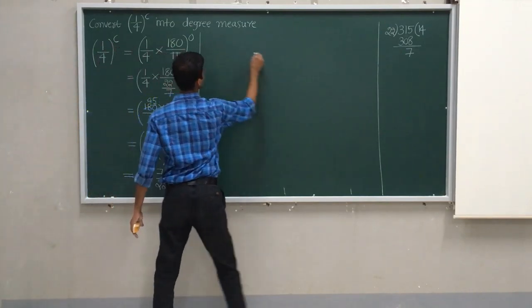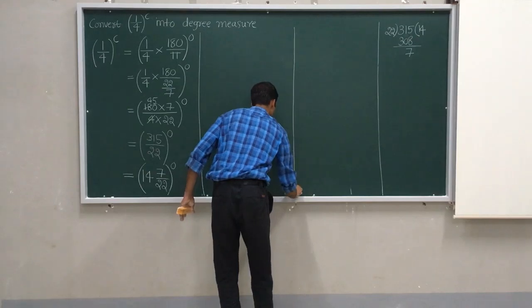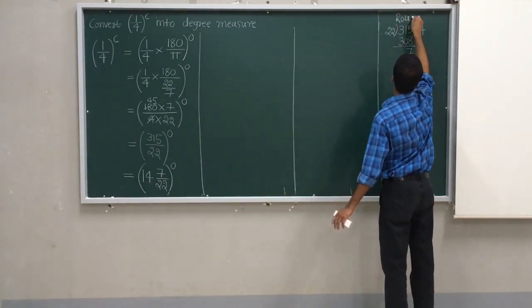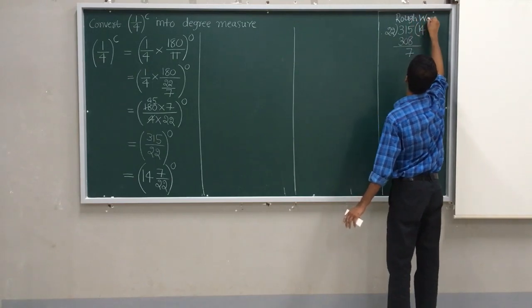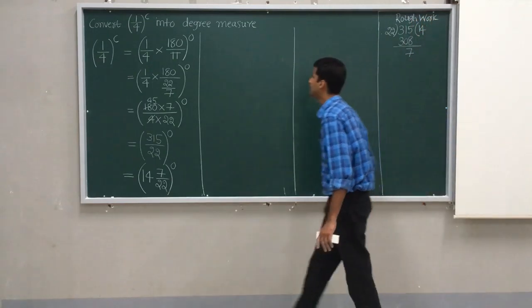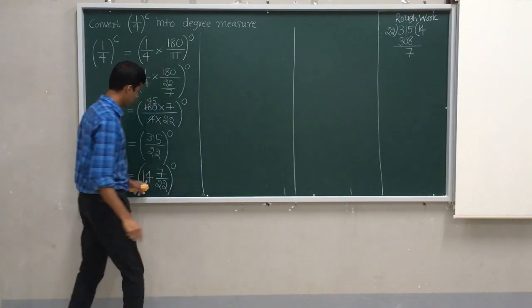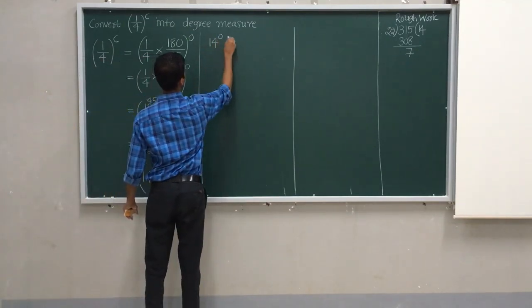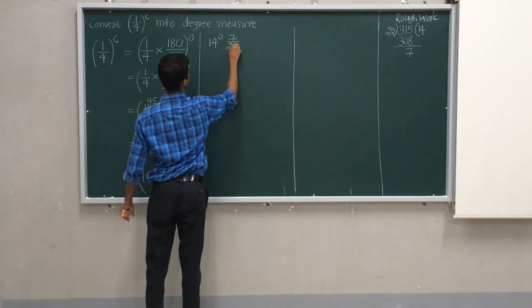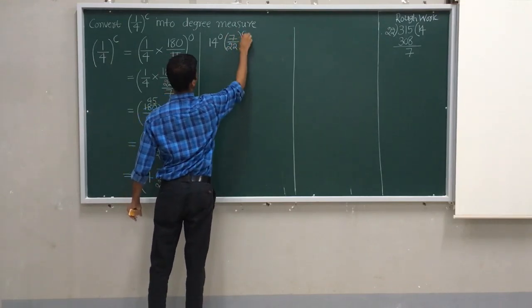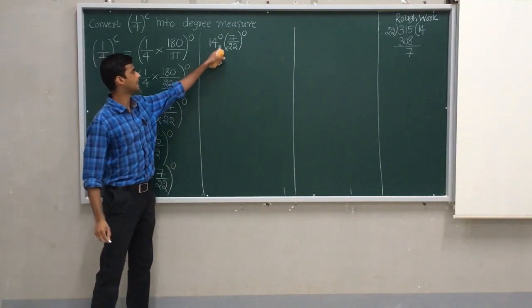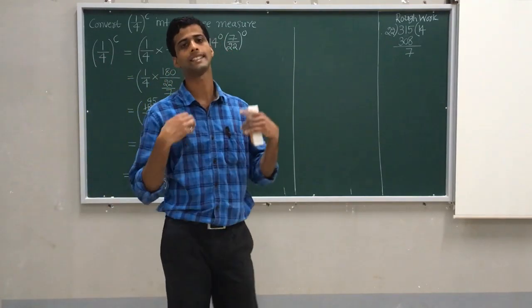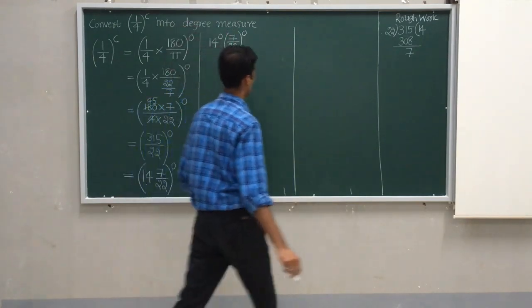In the next step, this is for rough work; you need to mention all these nicely. So you got 7 by 22 degree. I write it as 14 degree 7 by 22 degree. So I got the degree version. Let me bring it to minutes, and if possible, seconds version.